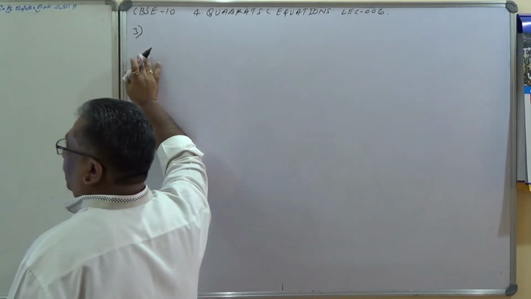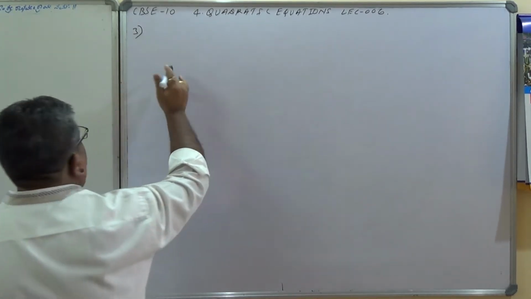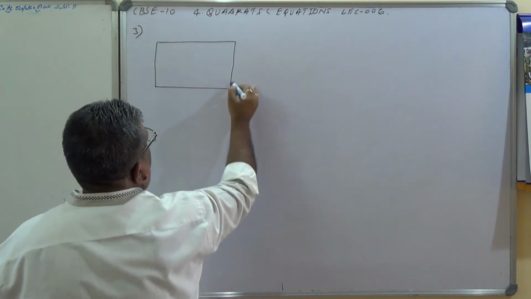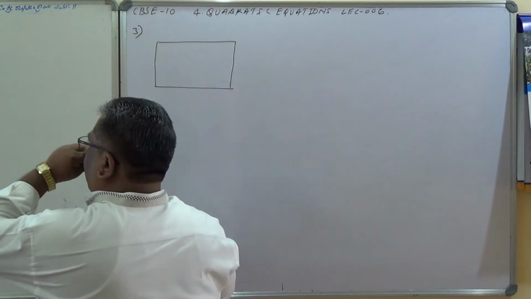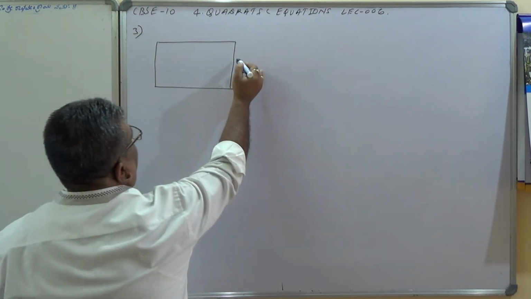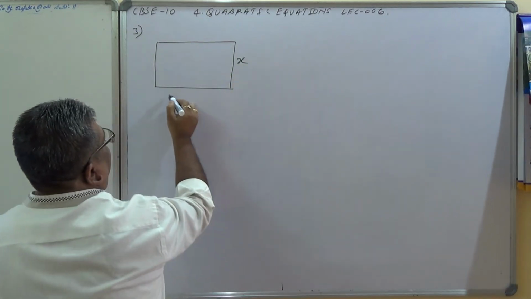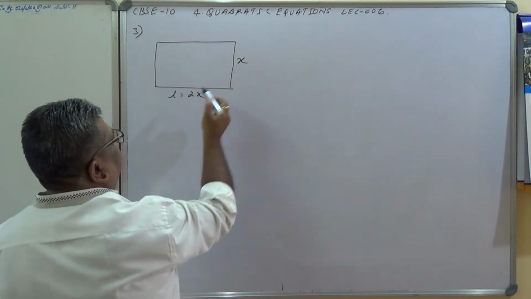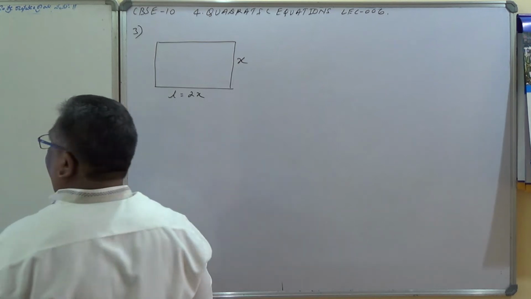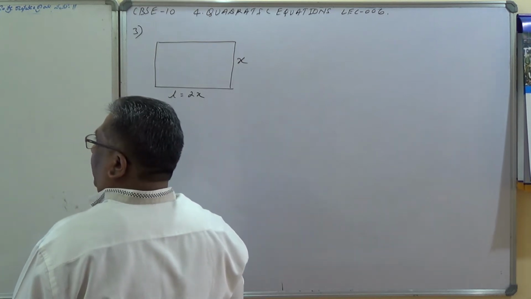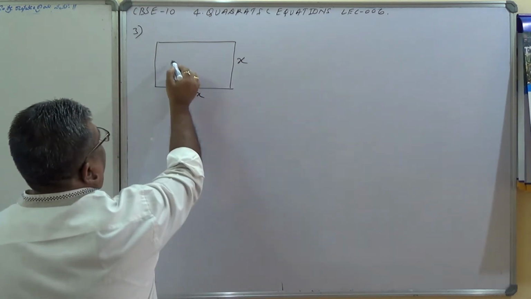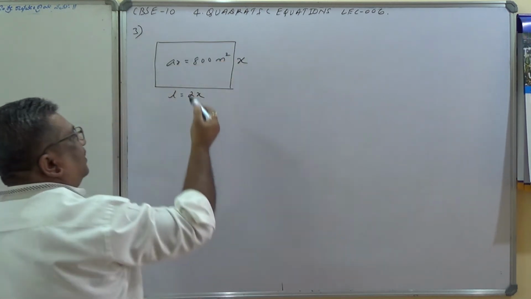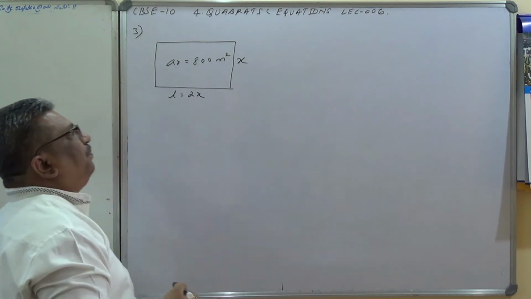Yeah, we'll solve the third one now. Is it possible to design a rectangular mangrove whose length is twice its breadth? Let the breadth be x. Therefore, L is equal to 2x. Breadth is x, length is twice the x. Area is 800 square meter. Area equals 800 square meter. Question is, is it possible to do so.